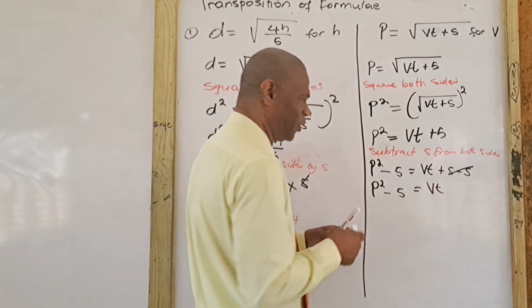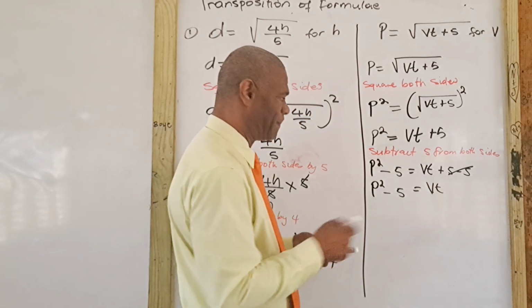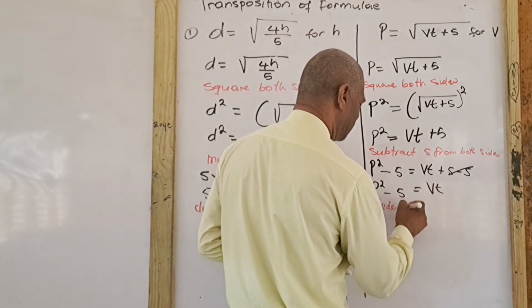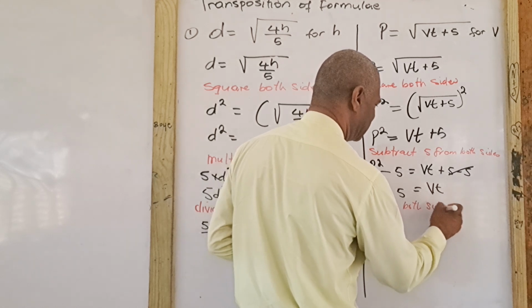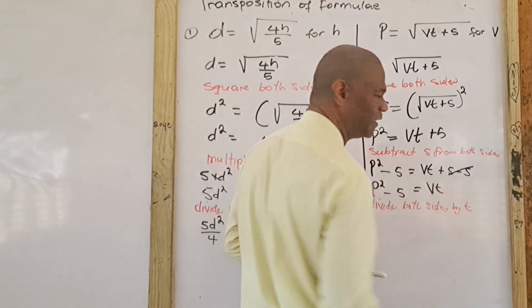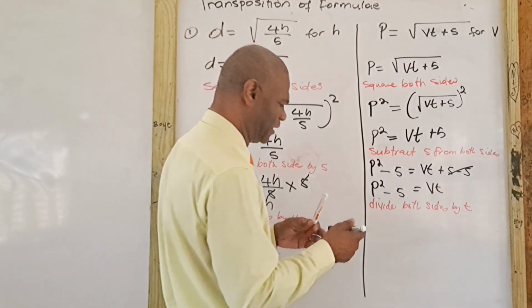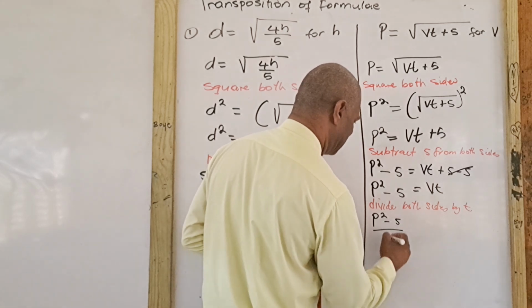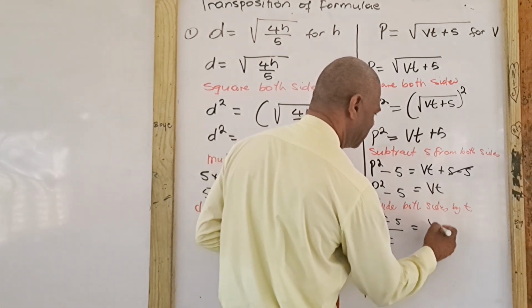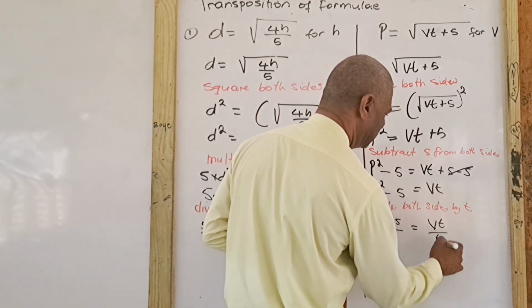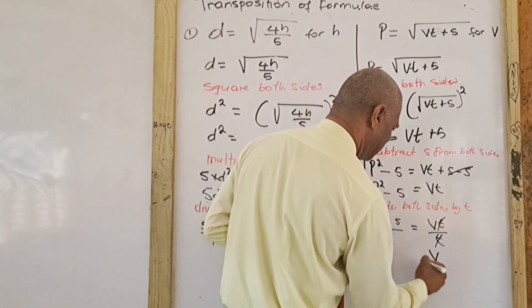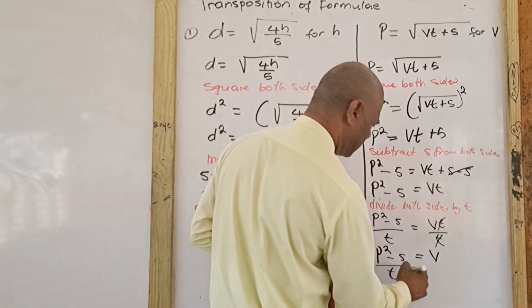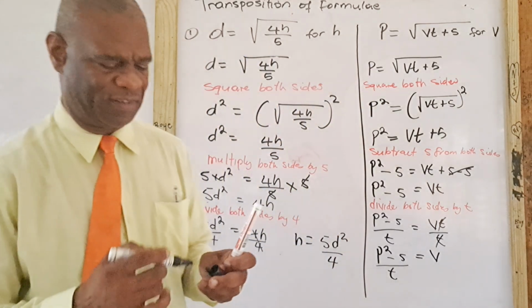So let's do that. So we are going to do what? We are going to divide both sides by t. So we say we divide both sides by t. Good? So let's do that. So we have now p squared minus 5 divided by t equals v times t divided by t. T is cancelled, so we're left with v equals p squared minus 5 over t. Alright? And there we have it.